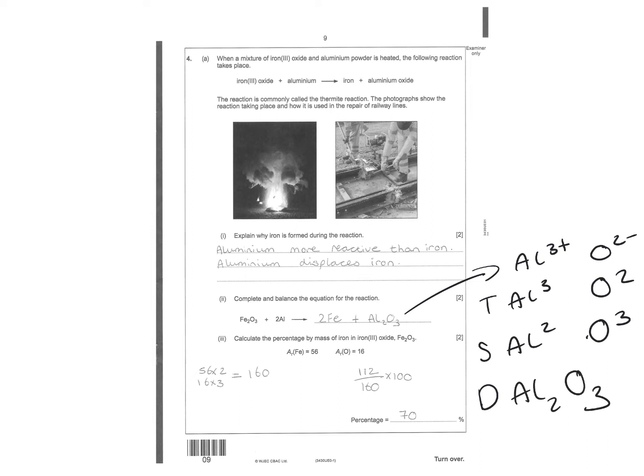Calculate percentage by mass of iron in iron oxide. So the first thing you need to do is work out the MR, the total MR of iron oxide, and then divide it by the total of iron. So that's the total iron over the total MR.